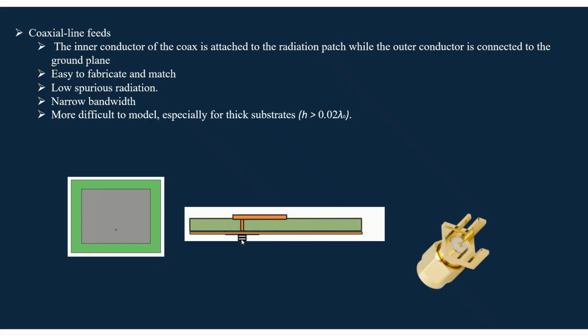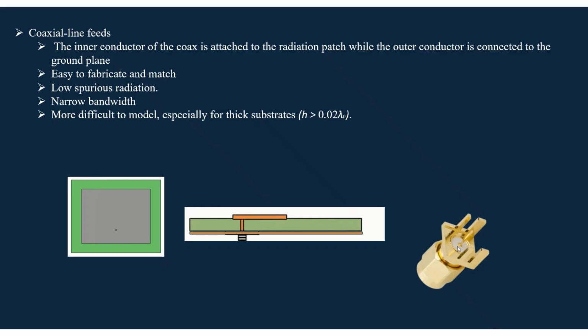And here you can see that this is the connector which is connecting this antenna to the external devices. This is an example of a connector, an SMA connector. Here you can see that it has an inner conductor, a dielectric and an outer conductor. So the inner conductor and outer conductor are separated by the dielectric.